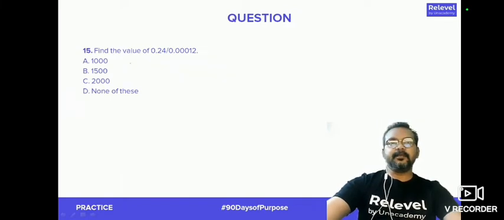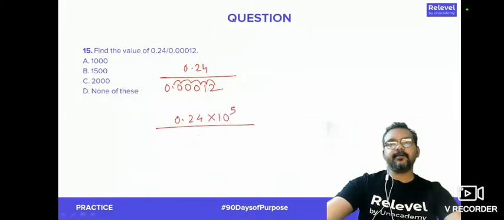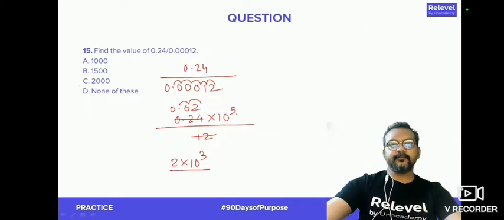Number 15. So we have 0.24 divided by 0.00012. So we have to shift the decimal 1, 2, 3, 4, 5 places. So we will get 0.24 times 10 to the power 5 divided by 12. So this is 0.02 times 10 to the power 5. So we have shifted 1, 2 places. So here it would be 2 times 10 cubed. So 2000. Option C.